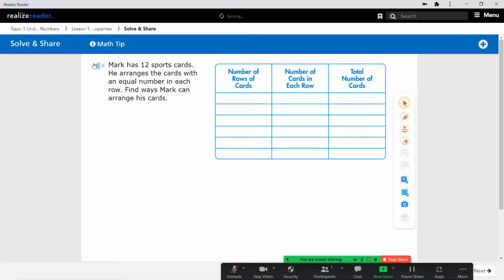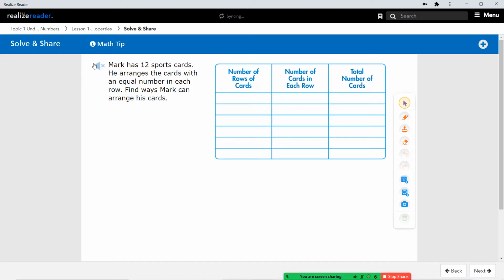Mark has 12 sports cards. He arranges the cards with an equal number in each row. Find ways Mark can arrange his cards. So over here, we know that there needs to be a total number of how many? There needs to be 12 cards total. So what we want to do is try and find different ways that we can make 12 using equal groups.